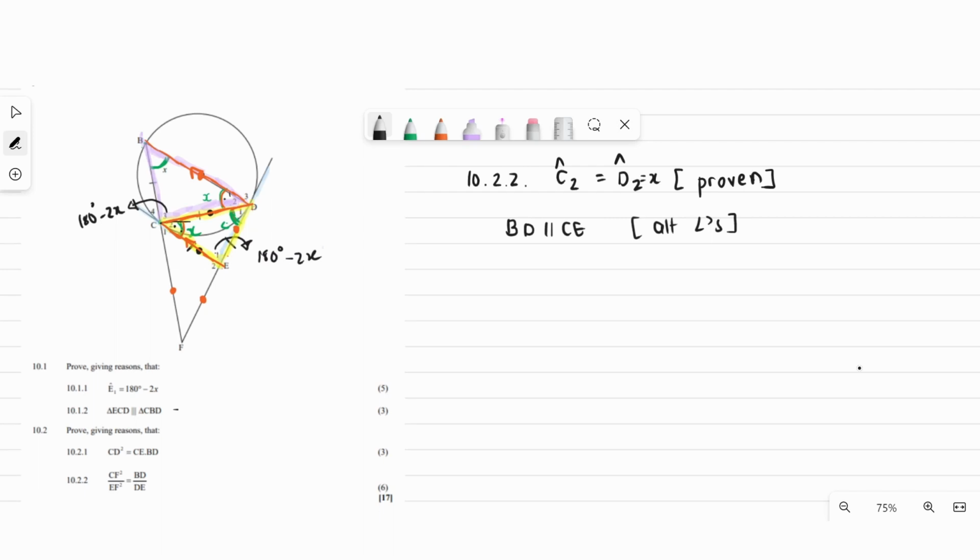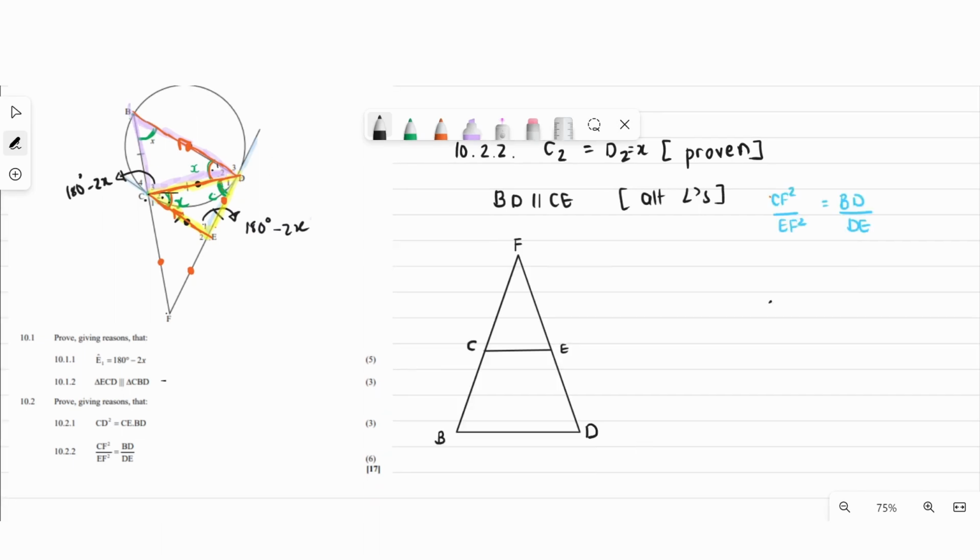Okay, so now since we know those are alternate angles, we can use the proportion theorem. What I did is I took the big triangle and wrote it outside so we can link everything. We know CE is parallel to BD. The blue one is what we are required to prove: CF squared divided by EF squared, which is this one in green, is equal to BD, which is here, divided by DC, which is here.